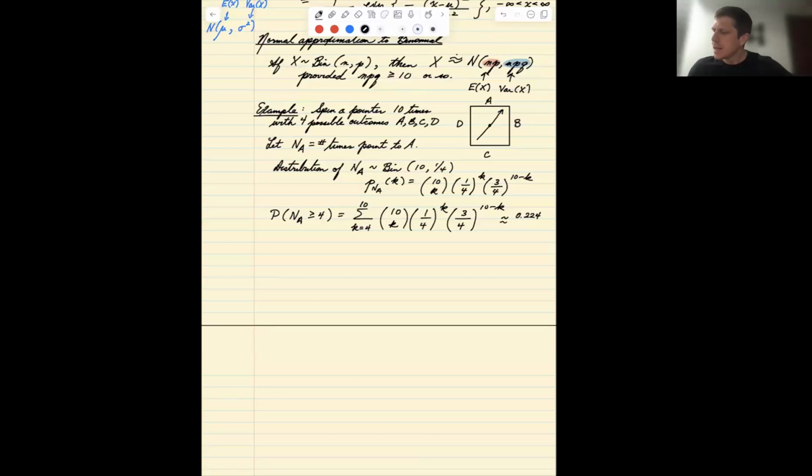Okay, but we can actually do this much more simply, especially in cases where the number of trials is much larger and this sum would be really prohibitive. We can do this using the normal approximation. Okay, so the way to visualize this is to imagine that we have the masses of n.